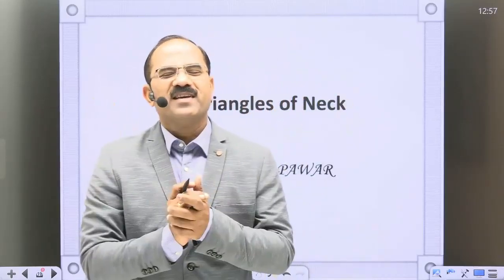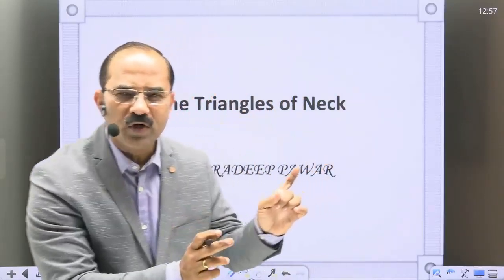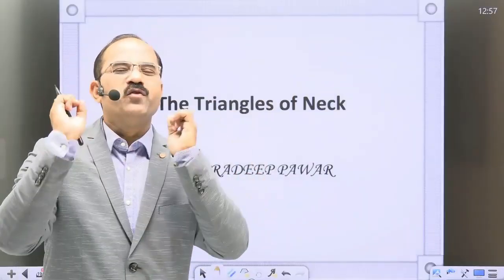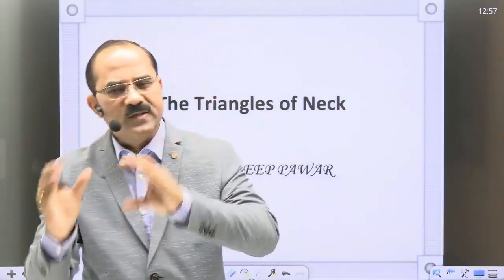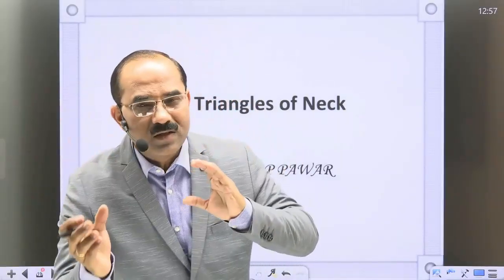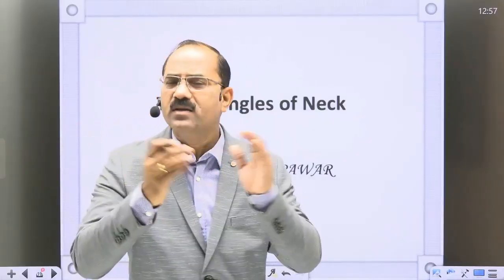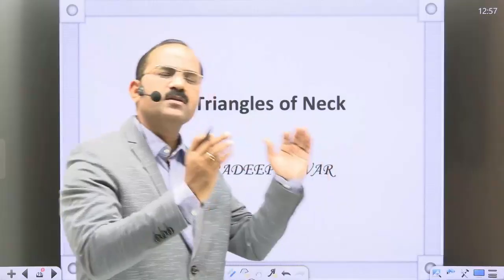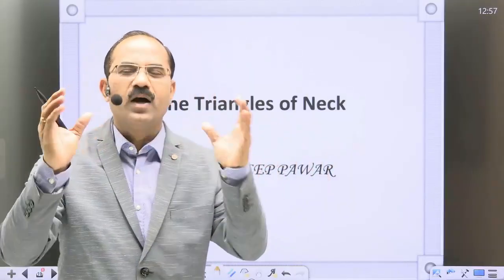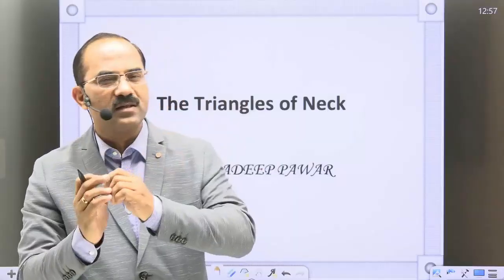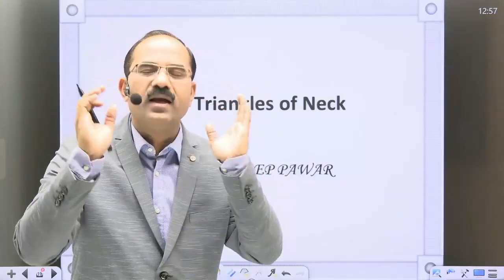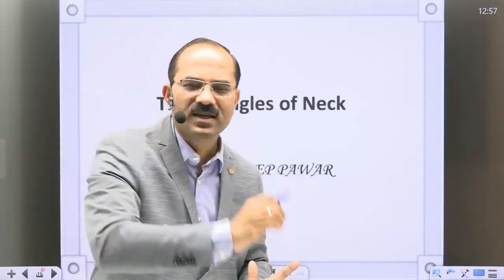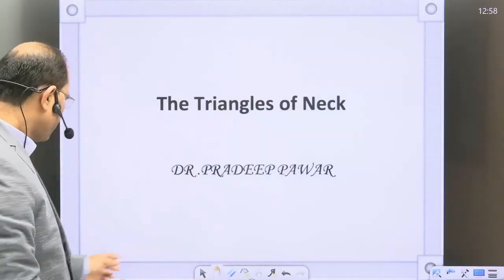Hello, students, and let us understand this very important topic from the point of view of exams, the triangles of the neck. Now, the details of posterior triangle, anterior triangle, muscular triangle will be dealt with in subsequent lectures. But just let us understand a brief outline about the various triangles in the neck, which muscles are going to form the boundaries. MCQs are exactly asked on this. Okay, so let us start. I'm Dr. Pradeep Pawar. Let us start with the triangles of the neck.